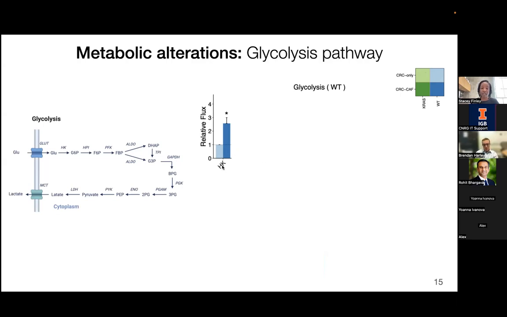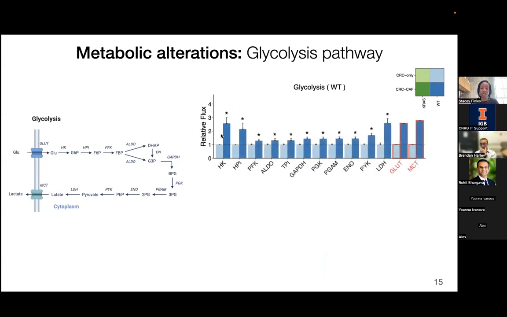So for the first reaction in glycolysis, the hexokinase reaction, we see that the presence of CAF conditioned media in these wild type colorectal cancer cells increases the flux through that reaction. This increased flux through this glycolytic reaction is repeated for the other reactions in this pathway. So we see a coordinated increase in the flux through glycolysis just due to the cells being grown in the CAF conditioned media.